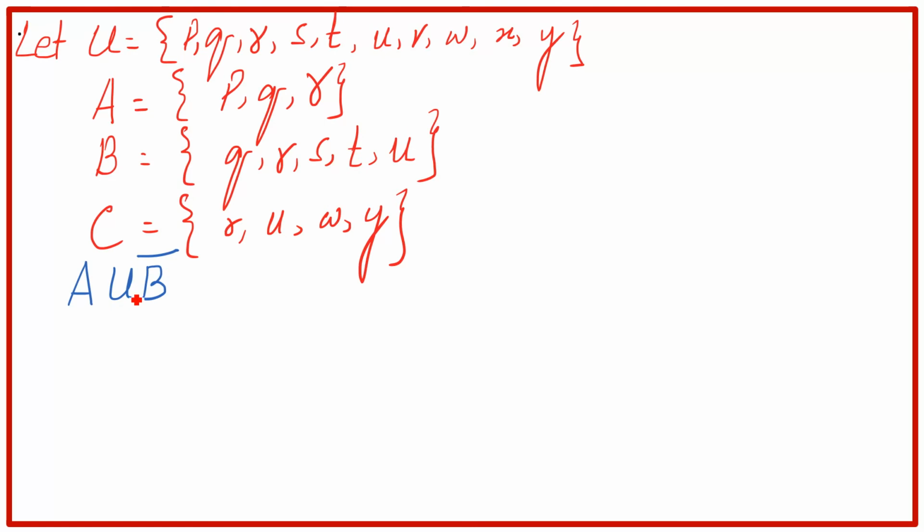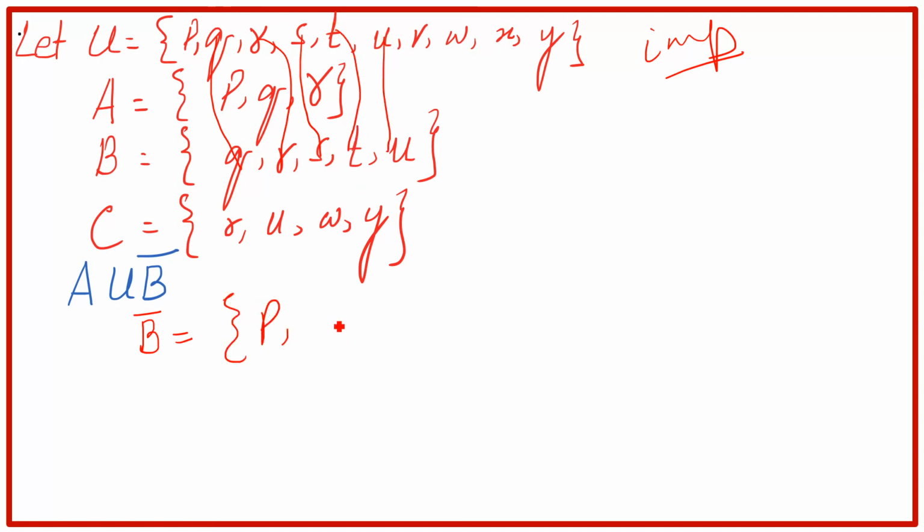Now important: A union B complement. Now the question is, see, be careful, and this is an important question. A union B complement. It's not A union B. First you have to find out the B complement, right? It has two parts. First we will find out B complement. B complement means the members which are present in U but not in B. So see, we will cross this Q. We do not want R because these are common, T and U. So P, V, W, X, and Y.